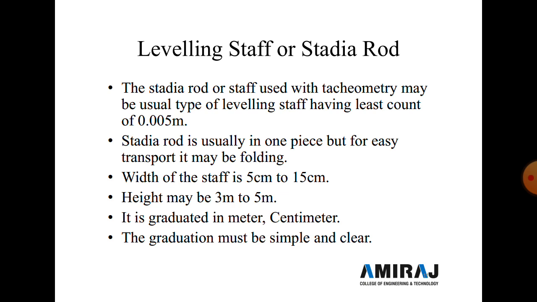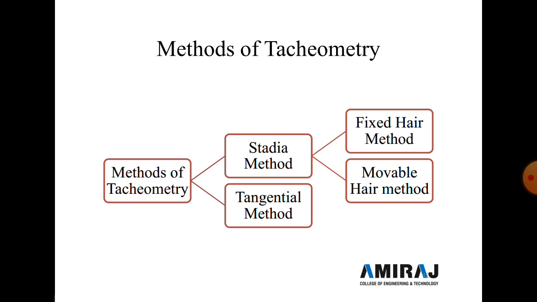It is graduated in meters and centimeters, marked by black and white strips, and the graduation must be simple and clear. At each and every meter, a large font size number such as 1 meter, 2 meter, 3 meter, etc. is written, and the black and white strips indicate half centimeter, meaning 5 mm. One strip is black and one strip is white. A 5 mm thick strip is provided in a leveling staff.